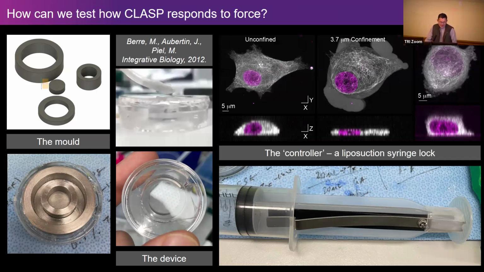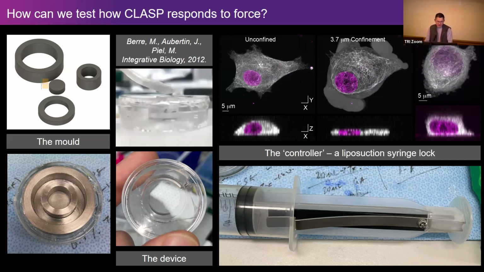and it's basically a system that allows us to squash cells. And so on the top left, you can see this is a CAD drawing of the mold. So it's these concentric circles machined out of aluminium. And on the bottom, that's what it looks like after it's completely assembled. And then we pour in silicone and then demold it, and it becomes like this suction cup. And when we attach tubing and hosing to it, and then attach it to this syringe with a liposuction syringe lock, what it allows us to do is deploy the piston down.